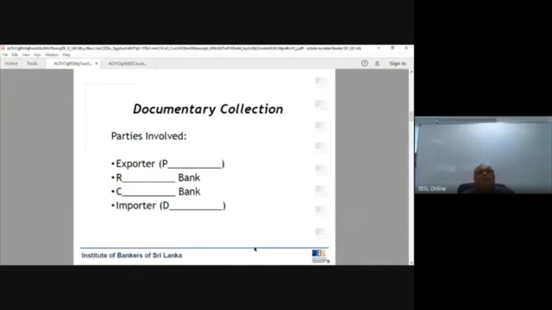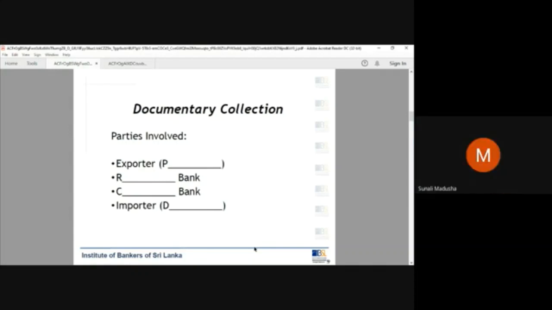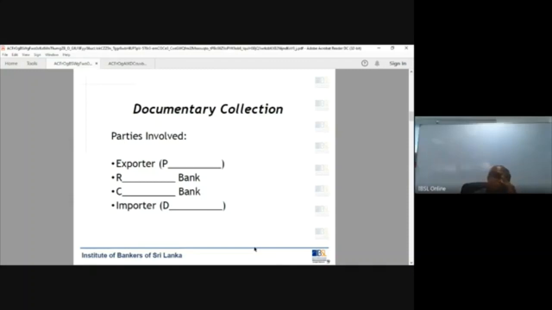Then which bank? Starting with R. Remitting bank. Then collecting bank and drawee. Very good. Drawee. Right? Okay.